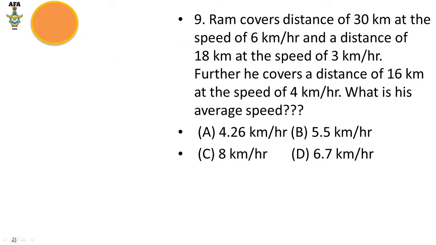Okay, what should be the correct answer for this question? Ram covers a distance of 30 km at the speed of 6 km per hour and a distance of 18 km at the speed of 3 km per hour. Further, he covers a distance of 16 km at the speed of 4 km per hour. What is his average speed? So what is the formula of average speed? We know one formula of average.